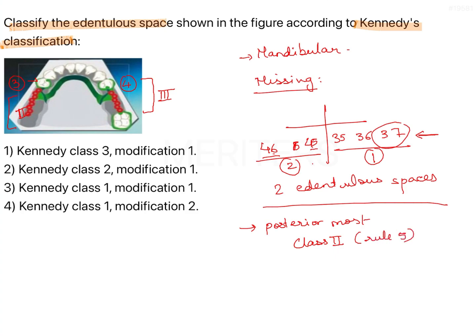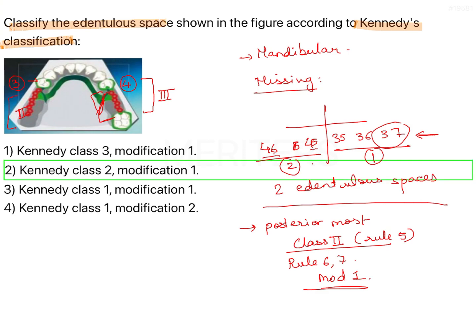The remaining edentulous areas are designated as numbers. So rule 6 and 7 will tell you that you don't have to count the number of teeth. You have to just count the edentulous areas and designate them as modification spaces. So here this is one space. So this becomes modification 1. Okay. So the correct answer is class 2 modification 1.